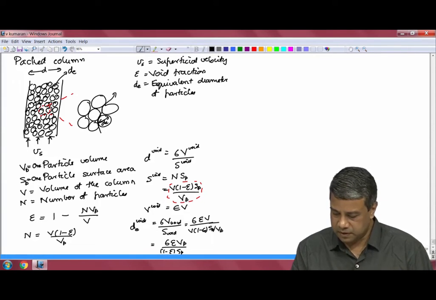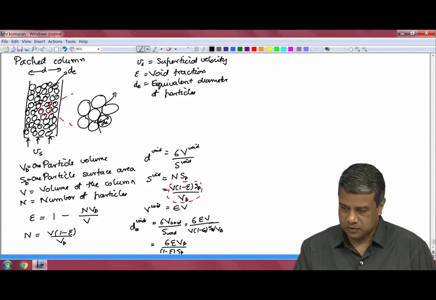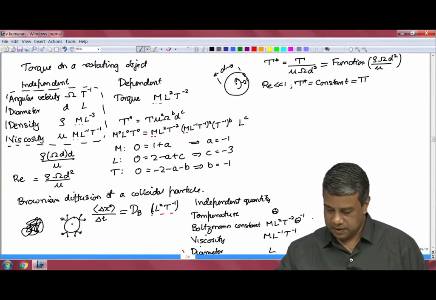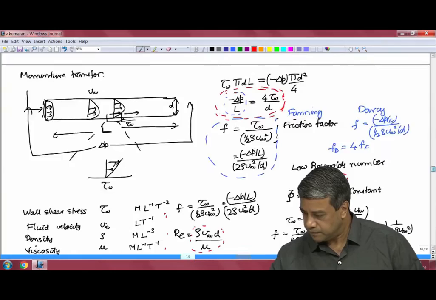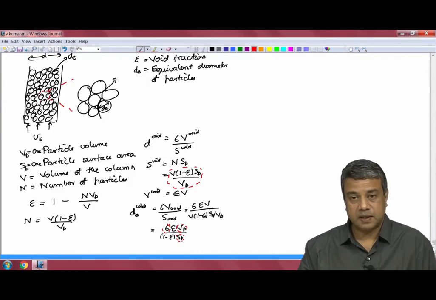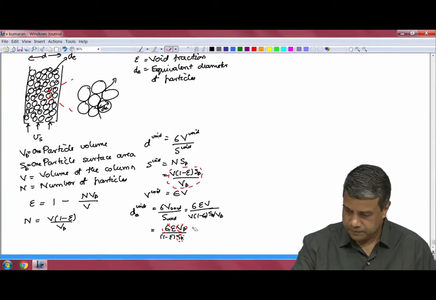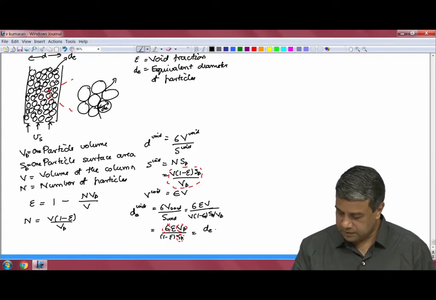Okay, just substituting for the surface area of the voids and the volume of the voids, the total volume V cancels out in both cases. Now, this factor of 6 Vp by Sp is the equivalent diameter of the particle. So, this is going to be equal to the equivalent diameter of the particle times epsilon by 1 minus epsilon.